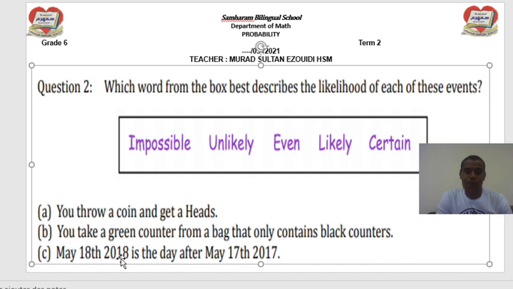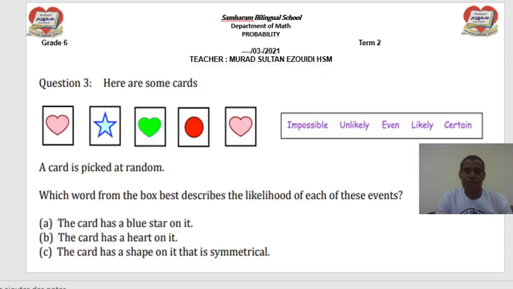Now sub question C. May 18, 2018 is the day after May 17, 2017. I'll repeat again. May 18th, 2018 is the day after May 17th, 2017. Okay, so now this is false, so it will be impossible and it has a probability of 0.